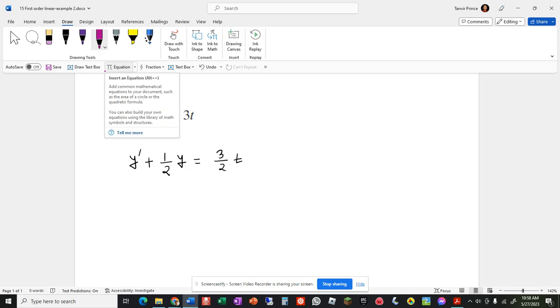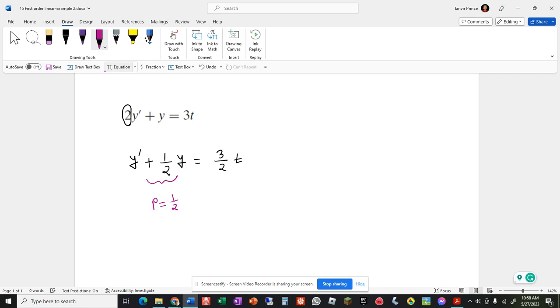Identify the P and Q. So the P is 1 half and the Q is the right hand side.